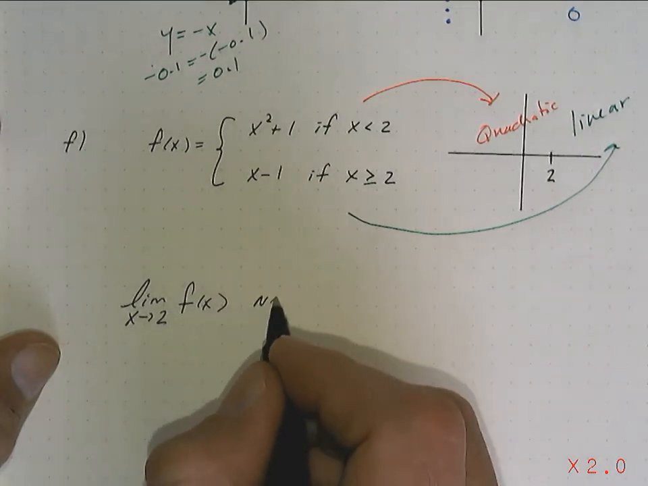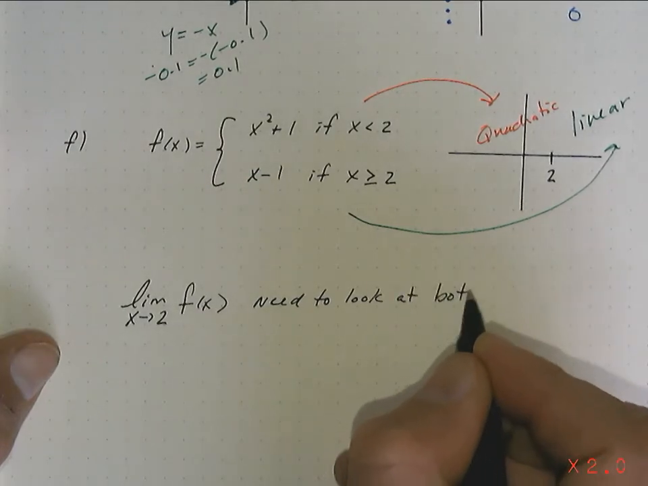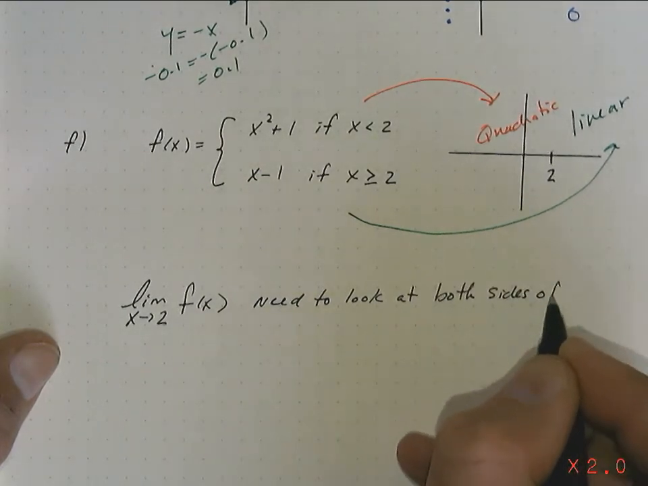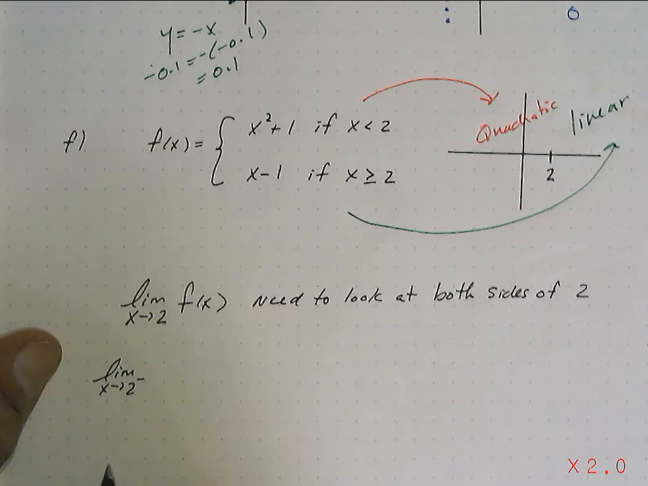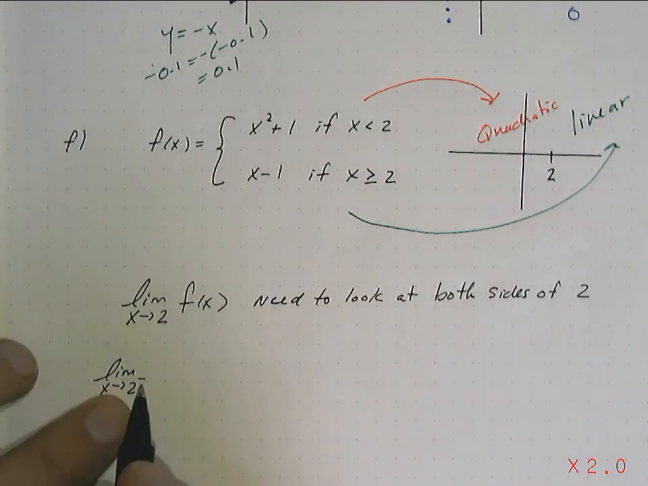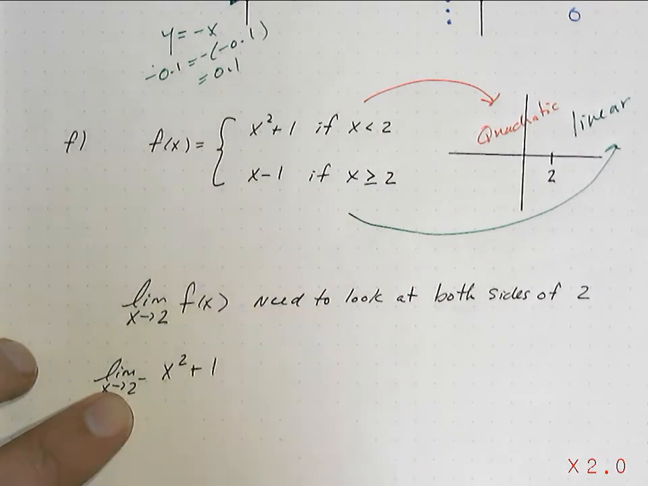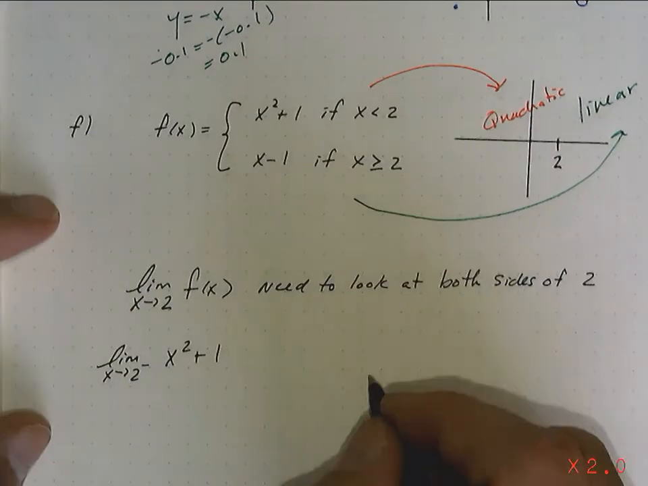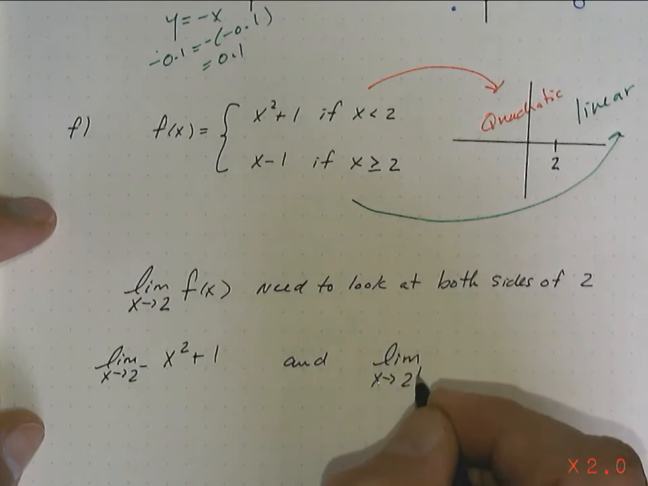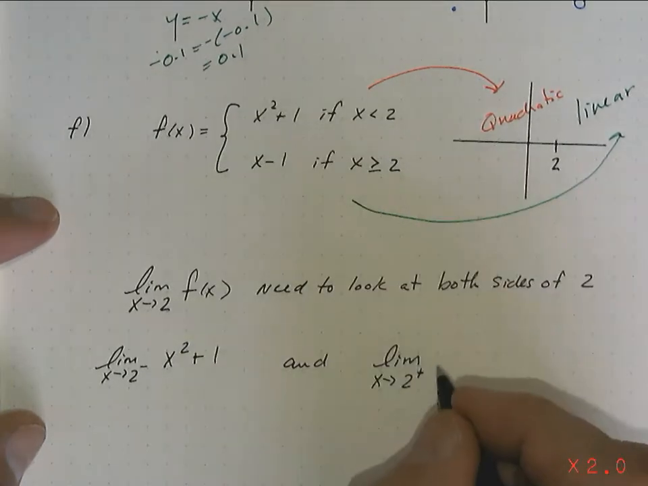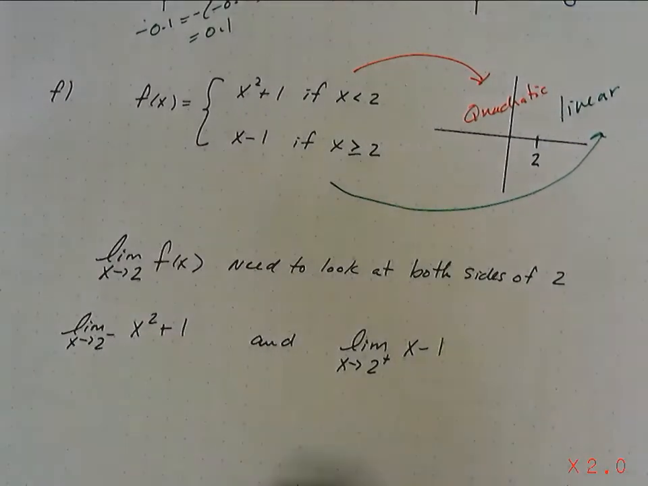So we need to look at both sides of 2. So we're going to break this up into the limit as x approaches 2 from the left. Now as x approaches 2 from the left, the f of x that I'm going to be using is x squared plus 1. And I'm going to look at the limit as x approaches 2 from the right. And when I am on the right of 2, it's going to follow x minus 1. So we can do a table of values for each.